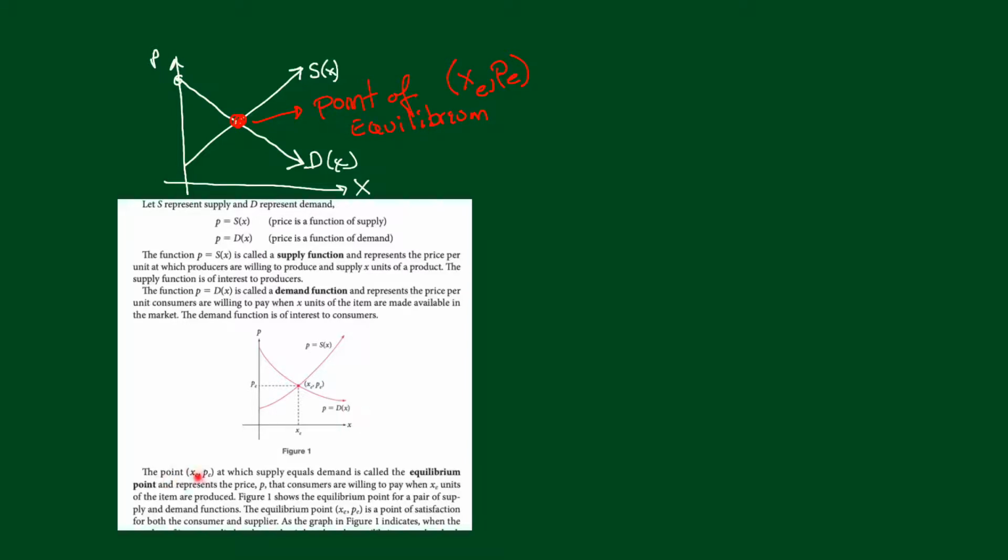I'm saying this, that point at which the supply equals the demand, right? Supply is equal to the demand right at that point. That's called the equilibrium point. And it represents the price consumers are willing to pay when X items are produced. And it also represents the price or the number of units that builders, manufacturers are willing to construct, make available at a certain price. So that point of equilibrium, here's what it is. It's the point of satisfaction for both the consumer and the supplier.